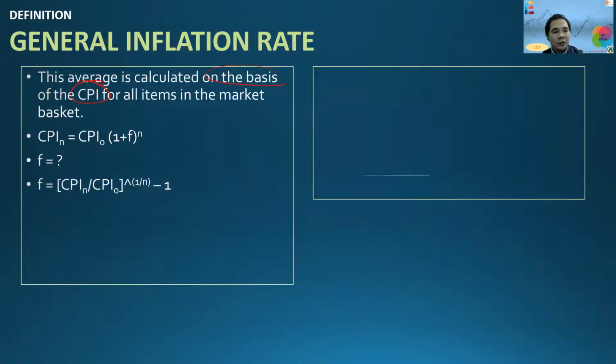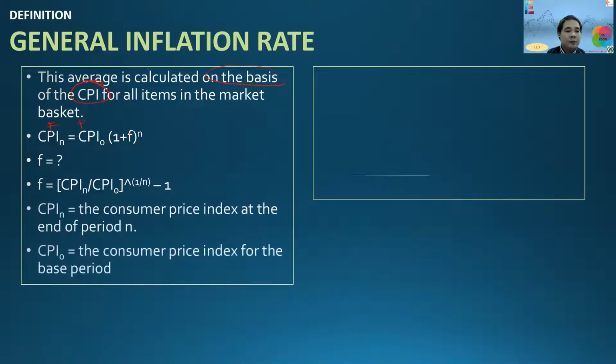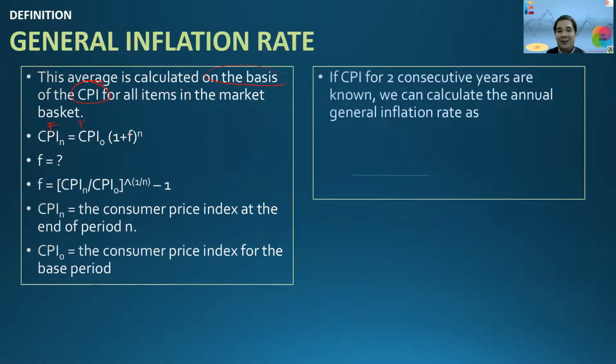As you can see, this is what we call your future value. This is your present value. 1 plus f, where f is your inflation rate, and then to the exponent n, the number of years compounded. Therefore, CPI n is the consumer price index at the end of period n, and CPI 0 is the consumer price index for the base period that we are looking into.